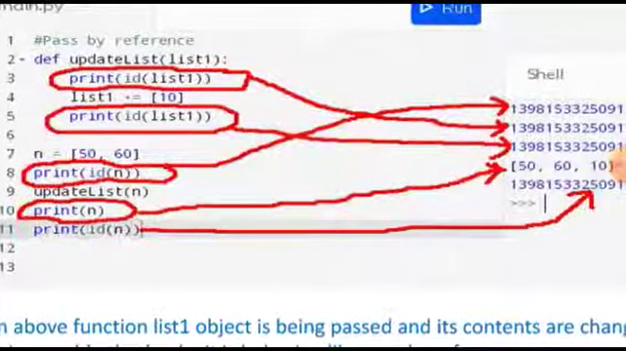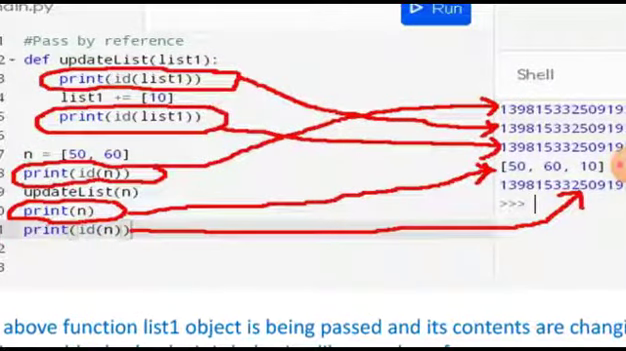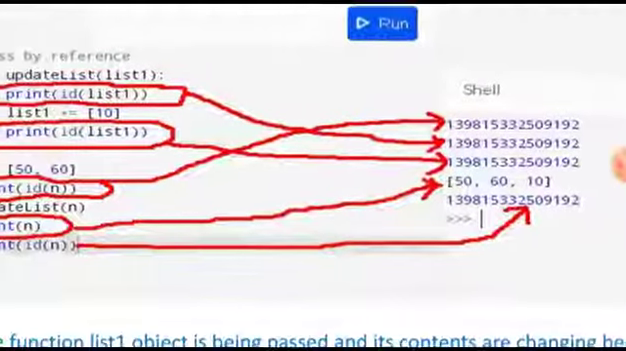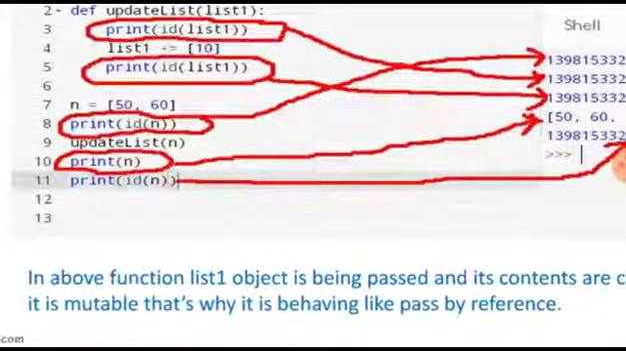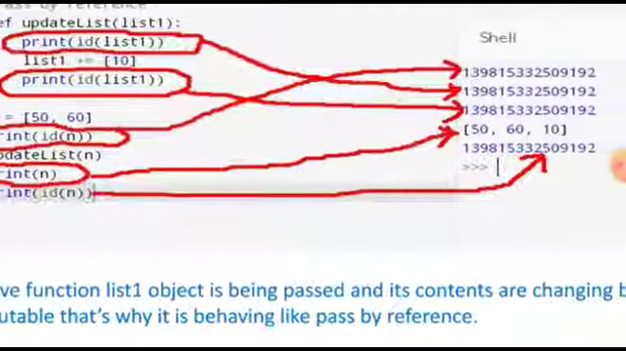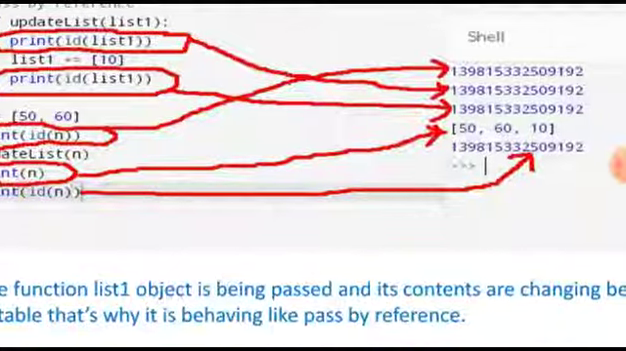We can see that even outside the function, the same value of the list which was updated in the variable list1 inside the function is being reflected in n also. When you print n here, you will get the updated list1, which is 50, 60, 10. This 10 was appended into the list inside the function, and the same list is reflected in n also. Now you can print the id of n here. I can see that again it is the same thing which was there previously.